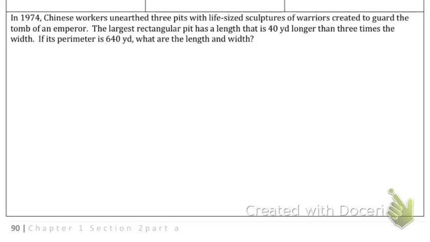What I'm more concerned with is the sentence that says it has a length that is 40 yards longer than 3 times the width. My advice to you on a sentence like that: start with the thing we know nothing about. We know something about the length. We know it's 40 yards longer than 3 times the width. We don't know anything about the width right now. So I'm going to let width equal my variable x.